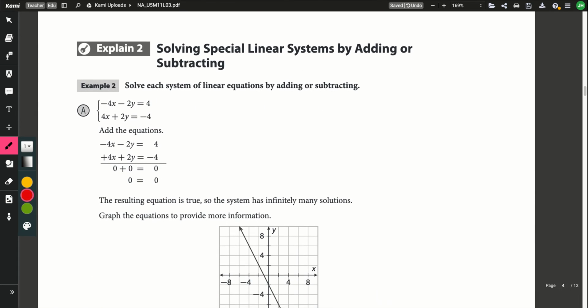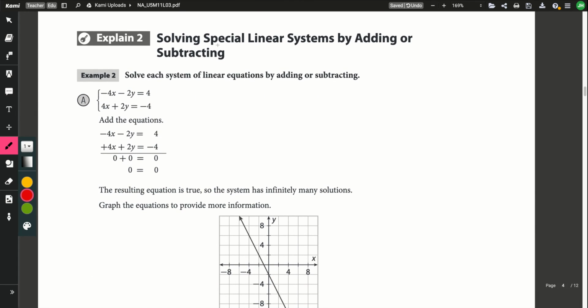Okay. When you are solving special systems where either the two lines are the same or the two lines are parallel, when you subtract or add, here they are adding, you get zeros, right? If they are the same line, -4x plus 4x is 0, -2y plus 2y is 0, 4 plus -4 is 0, 0 equals 0 always. There are an infinite number of solutions.